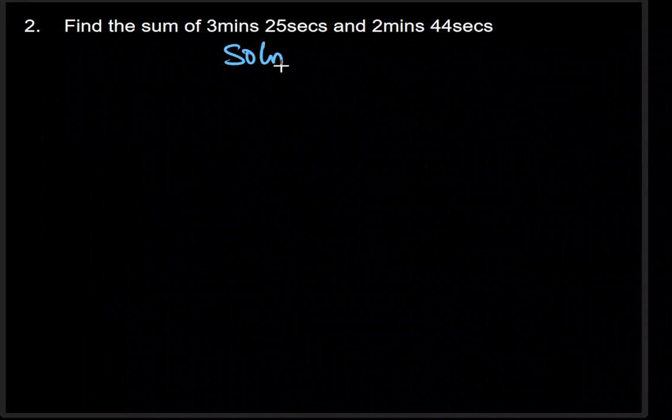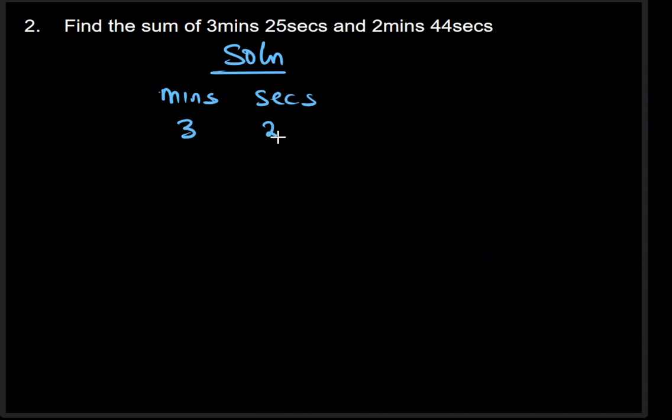I think number two will help us understand it better. We have minutes and seconds. We have 3 minutes 25 seconds, and then we have 2 minutes and 44 seconds. All right, let's add this. Remember, which base are we dealing with? Minutes and seconds: 1 minute equals 60 seconds. That means we are dealing with base 60. So the highest number we can have is 59, from 0 to 59.